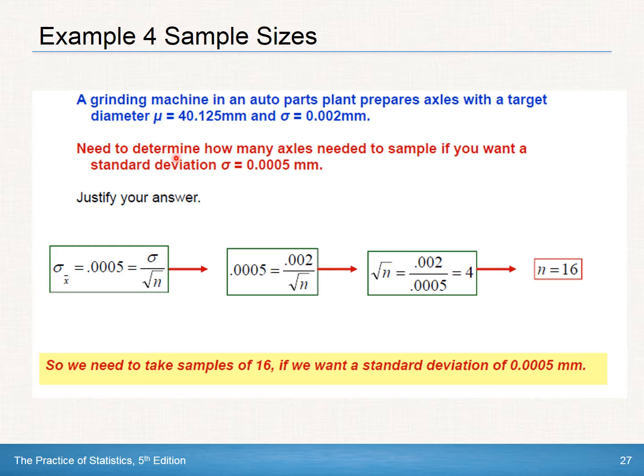So we know that a grinding machine in an auto parts plant prepares the axles with a target diameter of mean 40.125 millimeters and a standard deviation of 0.002. We want to determine how many axles are needed in the sample if we want the standard deviation to be 0.005. So this is now trying to find our n value, not looking at a probability. However, since it's asking how many axles do we need if we want the standard deviation to be 0.005, we know in this case we're looking at a sampling distribution, because it's how many axles in a sample.